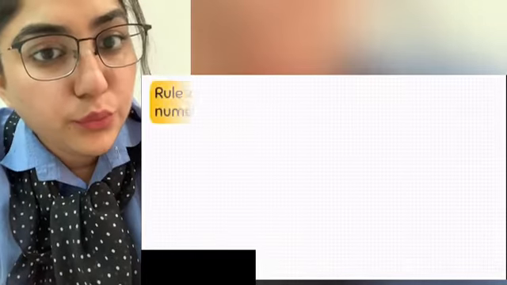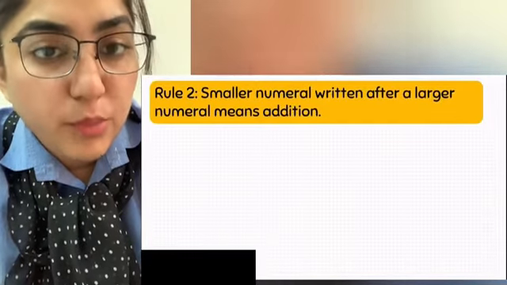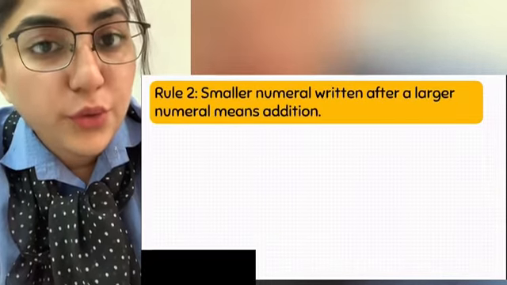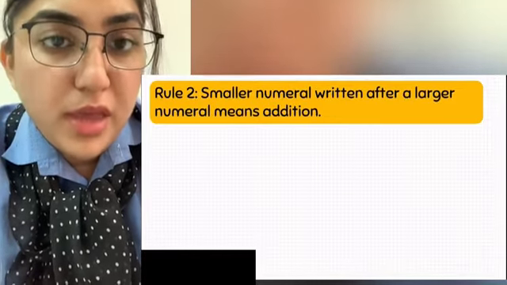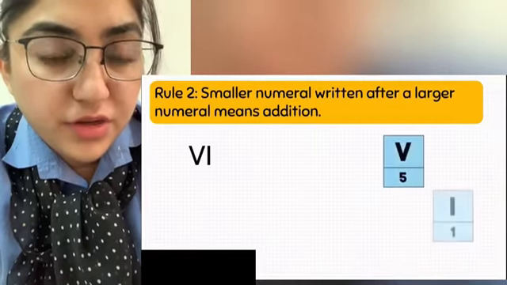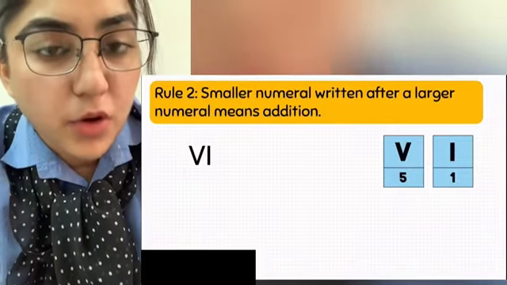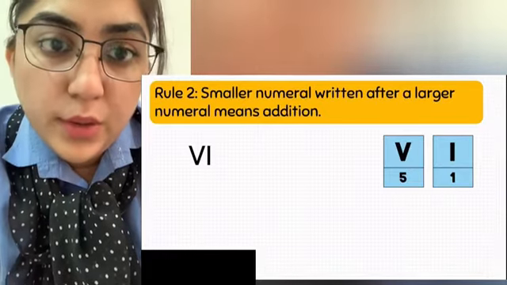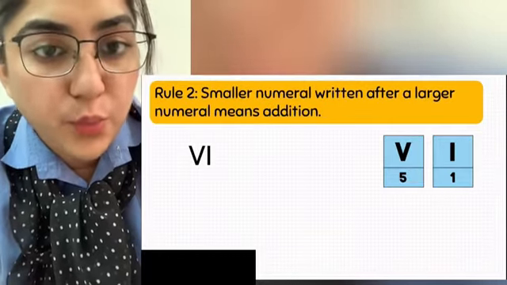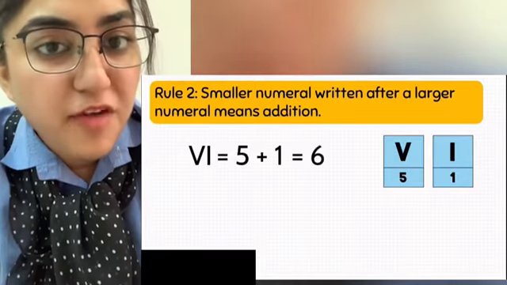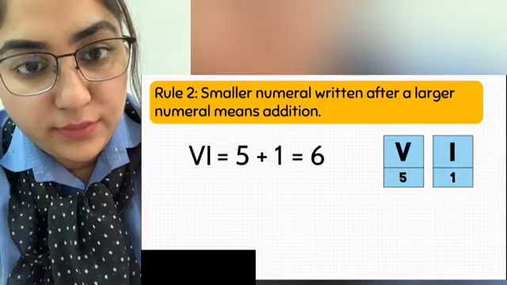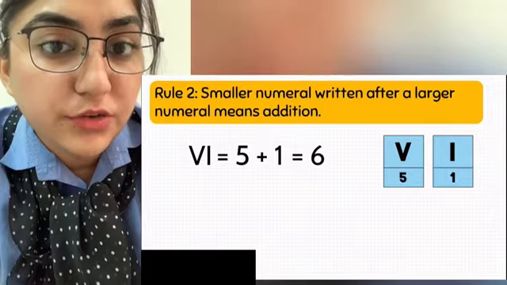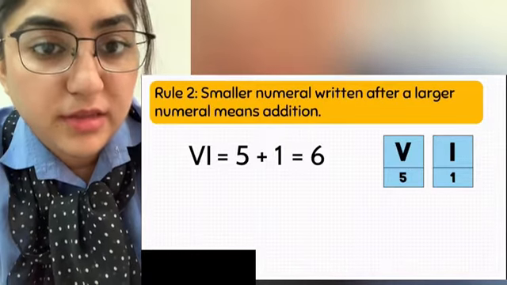Now rule number 2 to write Roman numeral is smaller numeral written after a larger means addition. So let's take an example. VI. V is a larger number and I is a smaller number. So it means we should add them. We know V means 5 and I means 1. So we will add 5 plus 1, which equals 6. So this is rule number 2, which says that smaller numeral written after a larger numeral means addition.